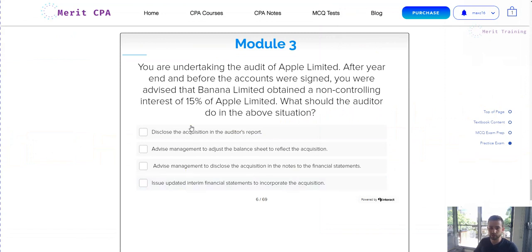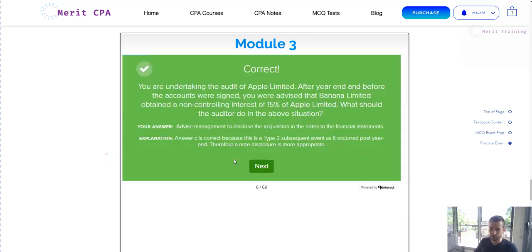So the answer to this one would be: disclose the acquisition in the auditor's report. No. Advise management to adjust the balance sheet. No, because we're not adjusting. C, advise management to disclose the acquisition in the notes to the financial statements. Yes, that is the closest one there, because there's no adjustment to the fin stats, but we do need to disclose it in the financial statements. So the answer is clearly C. Click that. That's the answer.